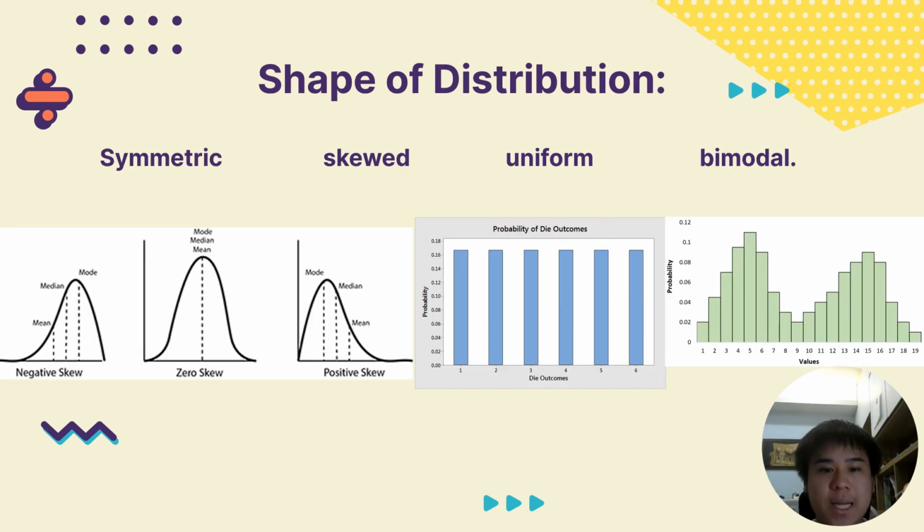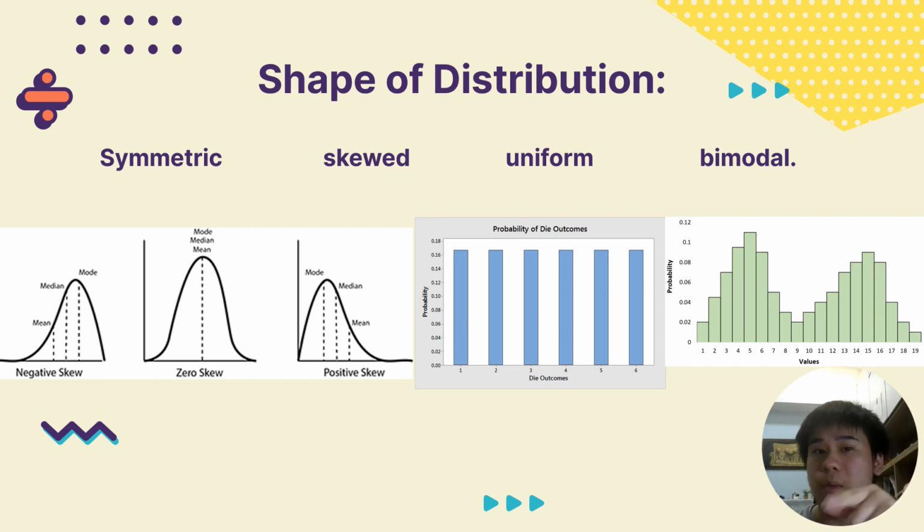Okay. Now let's take a look at the shape of distribution. From the left, we have symmetric and skewed. For symmetric, you can see in the middle graph that the mean, median, and mode all lie in the middle. So it's a perfectly normal graph. There's no skewness. Now for the left side, it's skewed to the left. You can see the tail on the left. That's called skew to the left.